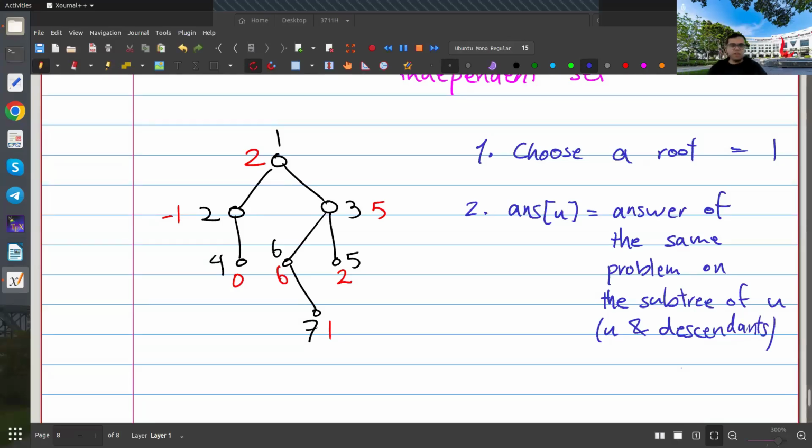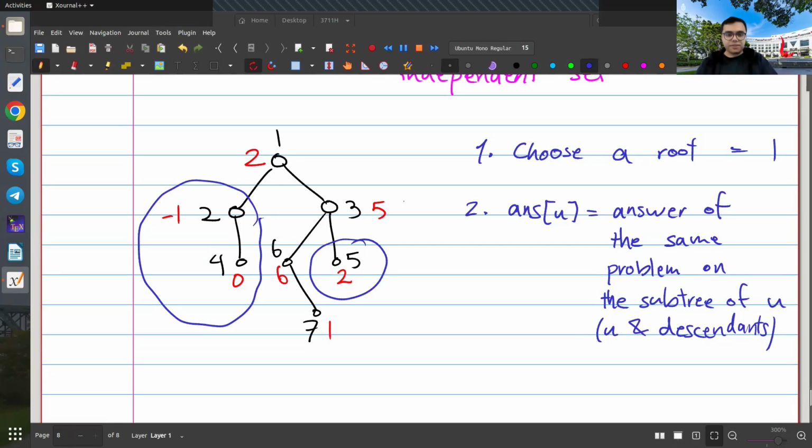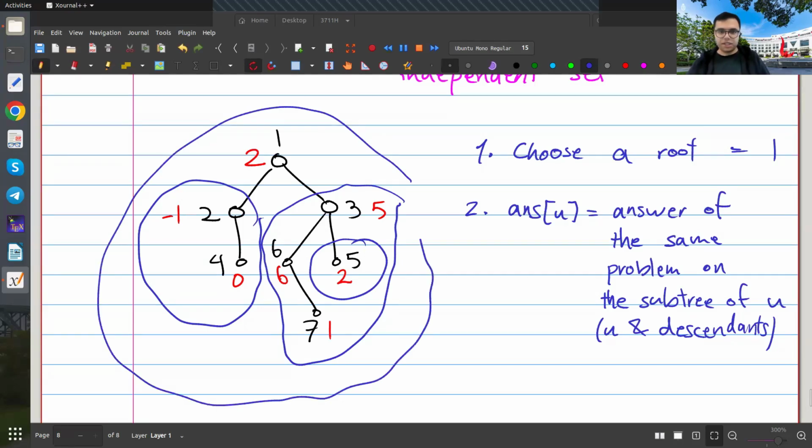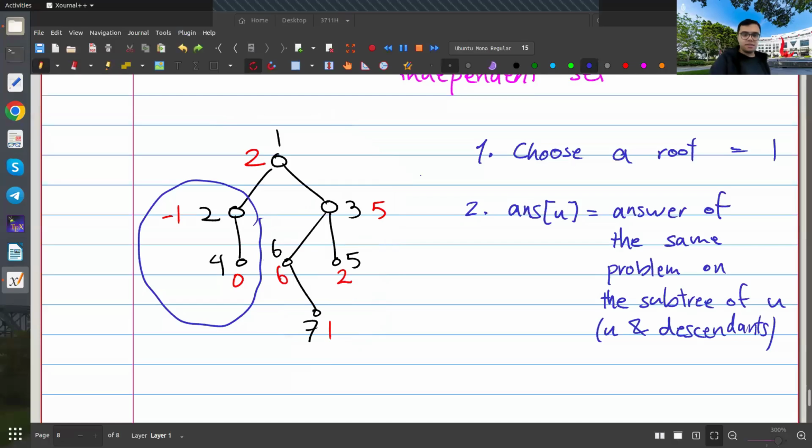Okay. So for example, ans of 2 would only look at this subtree, right? Ans of 5 would only look at 5 because it's its own subtree. Ans of 3 would contain these vertices. And of course, ans of 1 will contain all of my graph. Ans of 1 is the entire tree. And so if I can somehow find these answers, then my final answer is just the answer at the root. And I can output that.